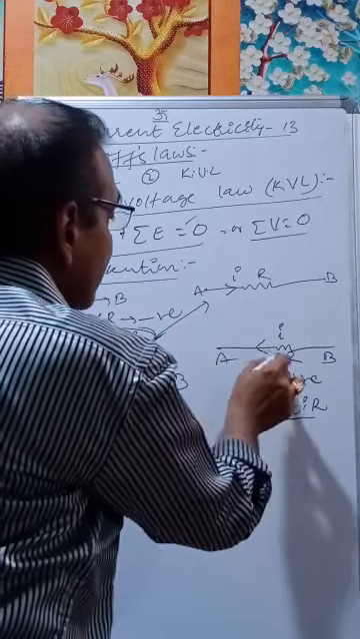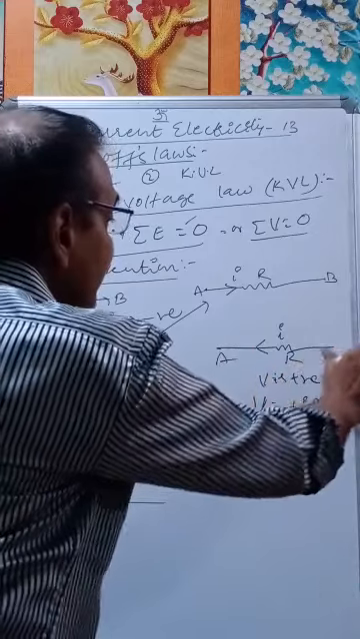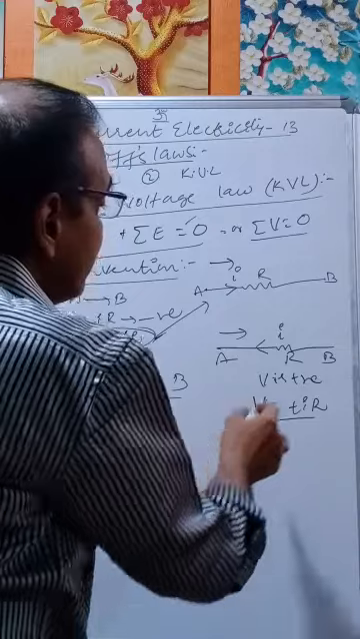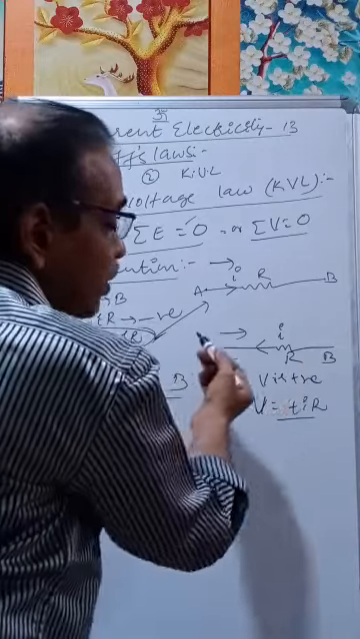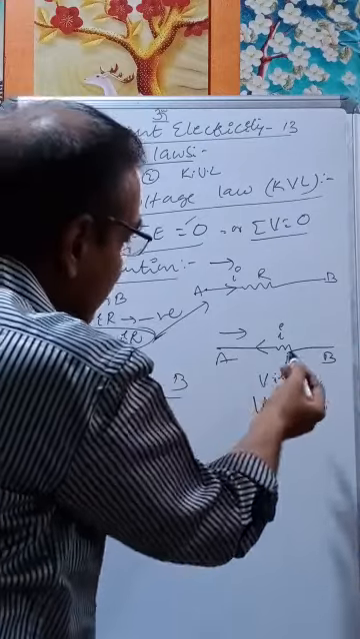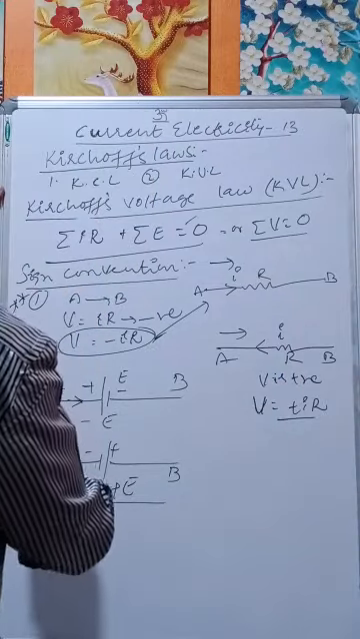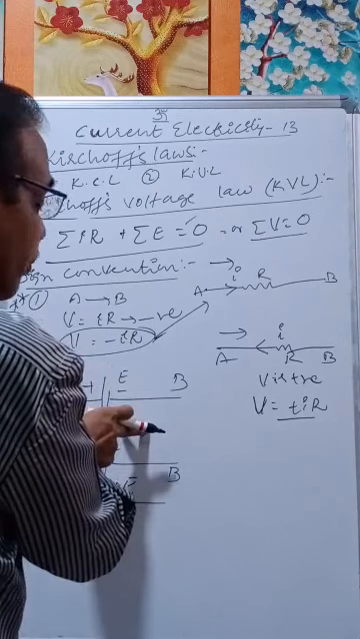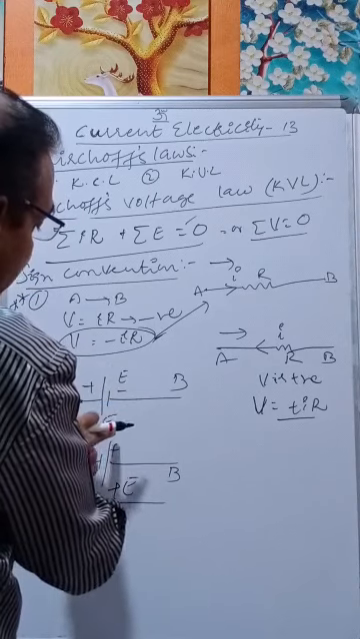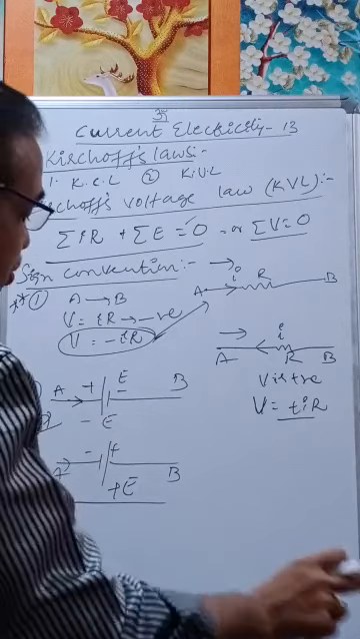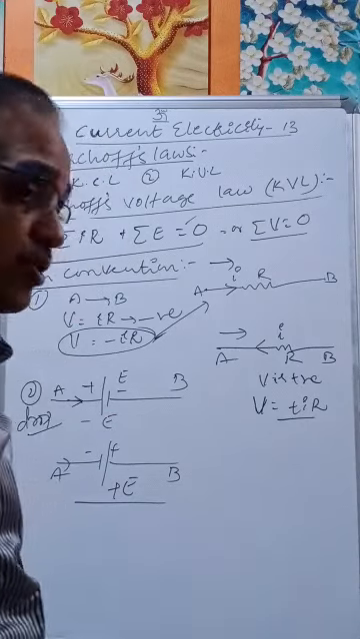If we are moving from A to B and the current is opposing our direction, then the drop is taken as positive. Similarly, if we move from a higher potential to a lower potential, the EMF is taken as negative, and if we move from negative to positive, the EMF is taken as positive.